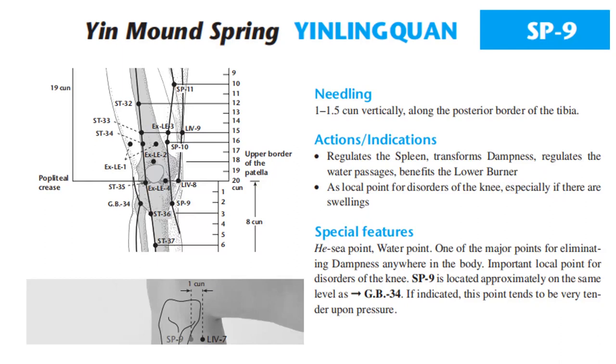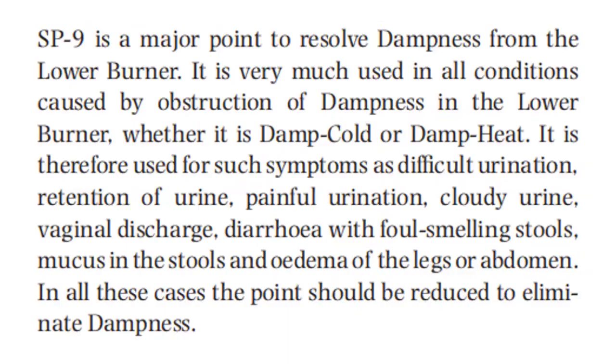Spleen 9 is located approximately on the same level as GB34. If indicated, this point tends to be very tender upon pressure. Spleen 9 is a major point to resolve dampness from the lower burner. It is very much used in all conditions caused by obstruction of dampness in the lower burner, whether it is damp cold or damp heat.